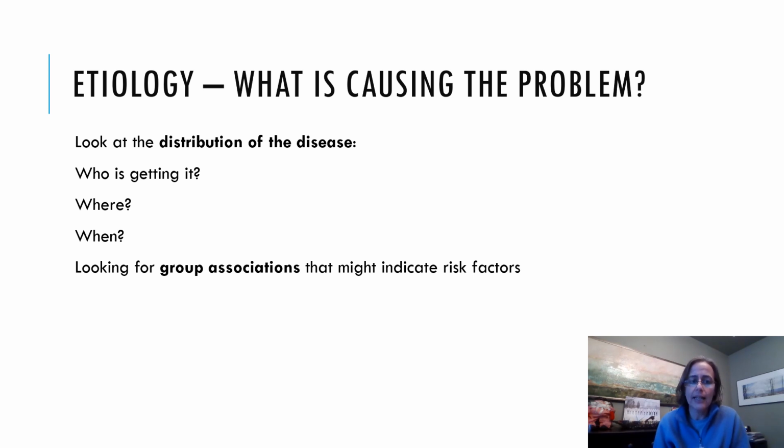When are they getting it? So who, where, and when. And then we're looking for group associations. Do we find that something is more common in certain groups of people than other groups of people? Are certain groups more likely to get a condition?